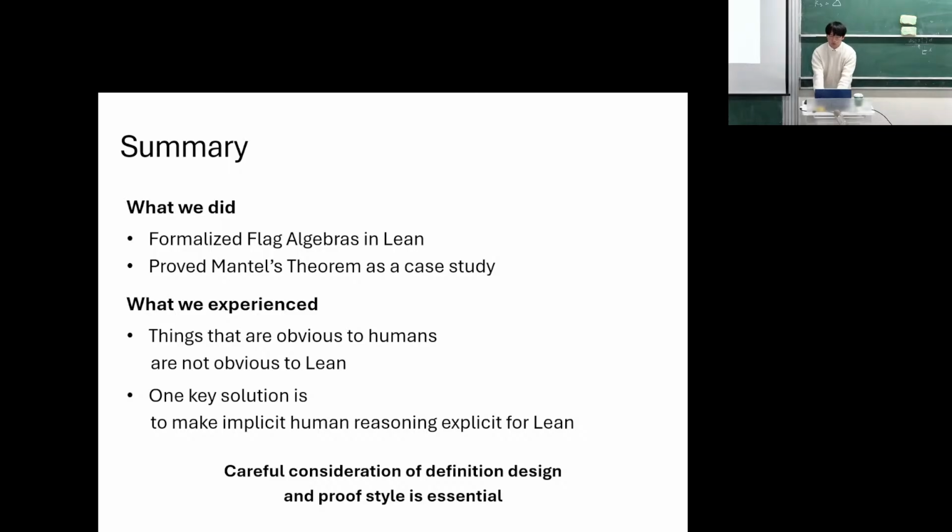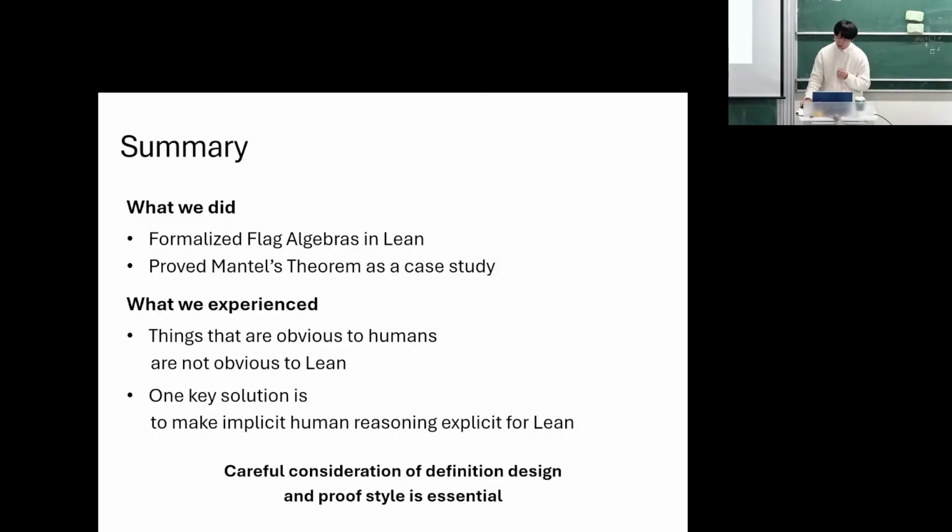To summarize, we formalized flag algebra in the Lean theorem prover and successfully applied this framework to prove Mantel's theorem as a case study. One of the main experiences was that things that are obvious to humans are not obvious to Lean. And one key solution is to make implicit human reasoning steps explicit for Lean. And also I realized that careful consideration of definition design and proof style is essential in formalization.